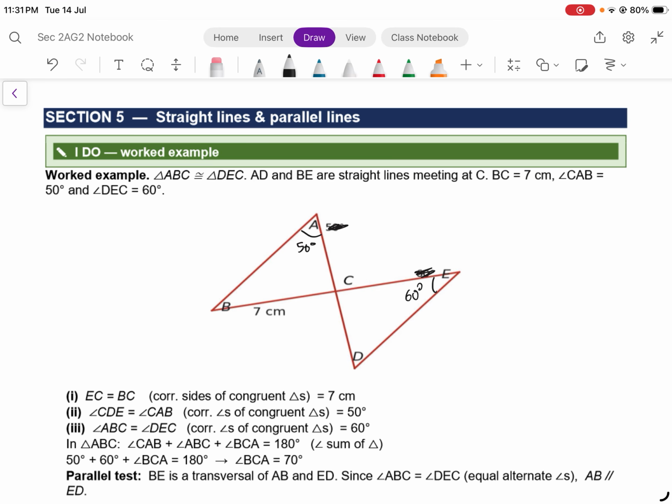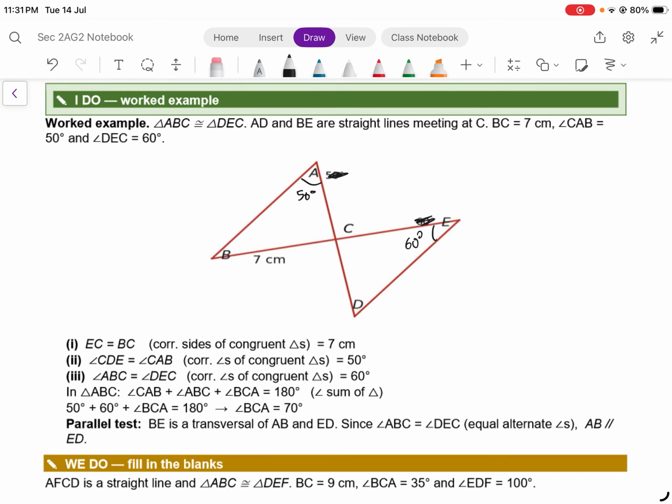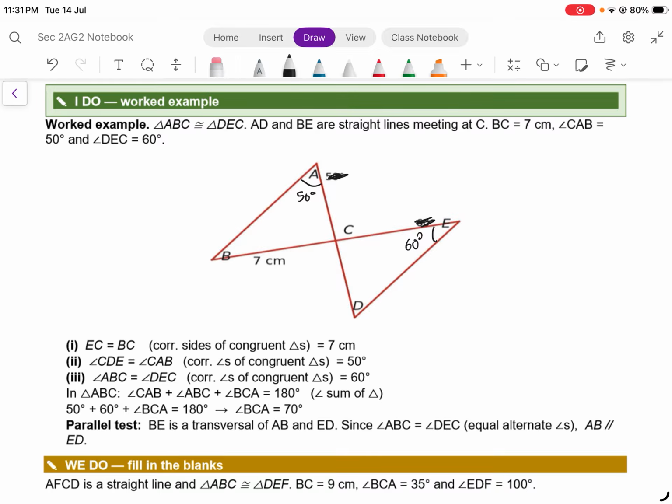And then, so what we will have here is number 1. Okay, so EC equals to BC. Somehow we managed to skip all the questions. Okay, EC equals to BC.